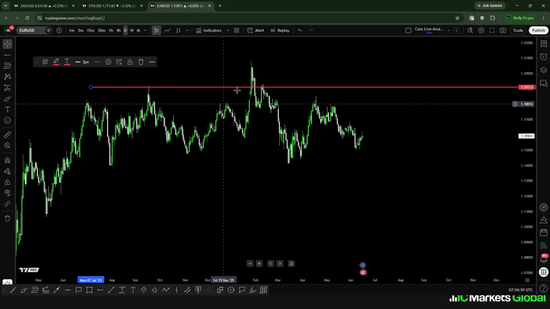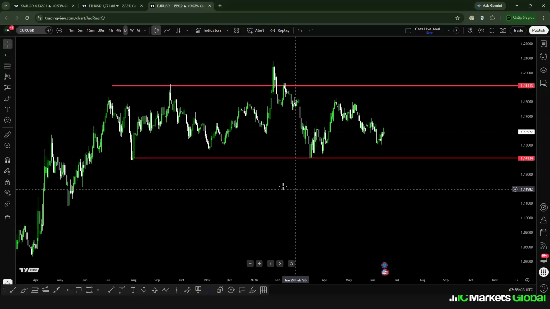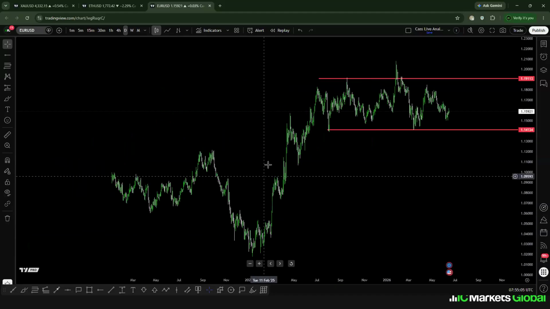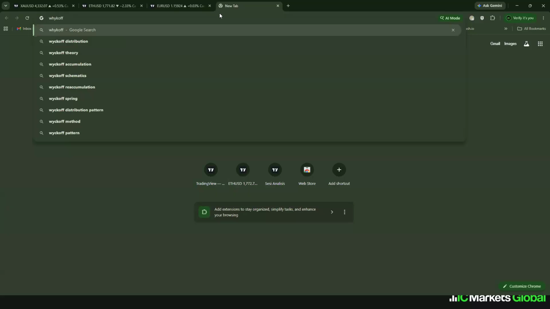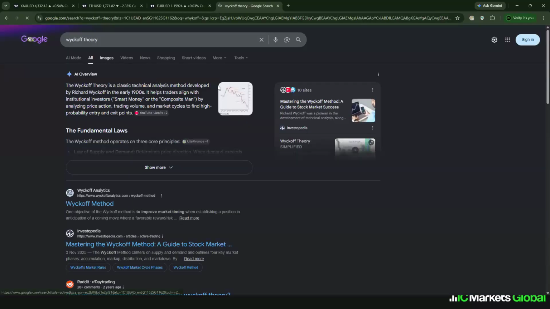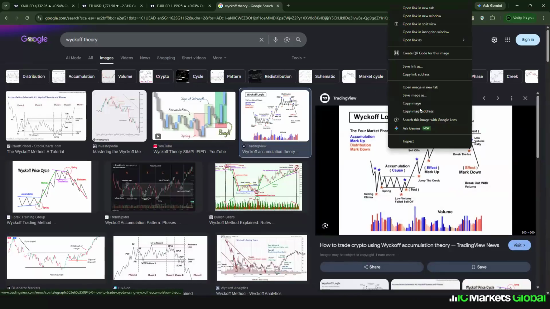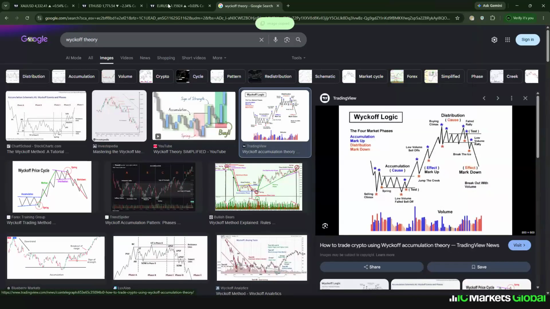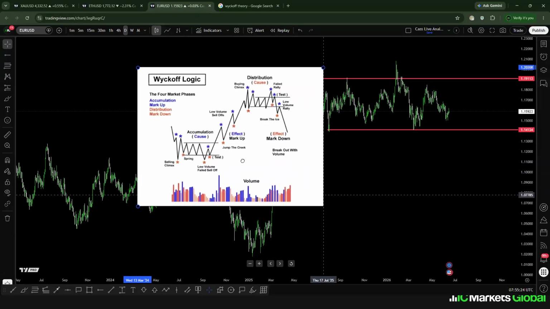So let's just talk about Wyckoff method for a little while. Wyckoff method, Wyckoff theory. Let me just randomly choose one. Copy image. I'm going to paste this here so we can all reference it together.